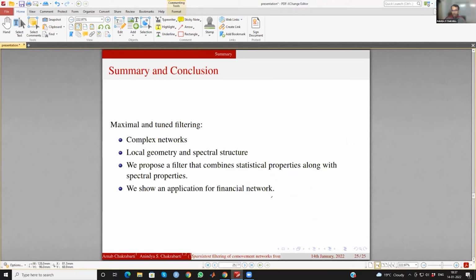So let me now just quickly summarize, because I guess I'm close to the finishing time. What we have proposed here is an algorithm for maximal and tuned filtering. The idea is that we can apply it to complex networks, and more importantly, this applies to high dimensional data.